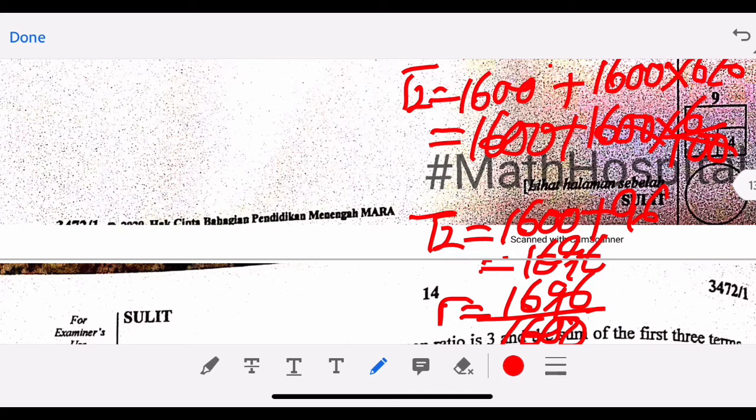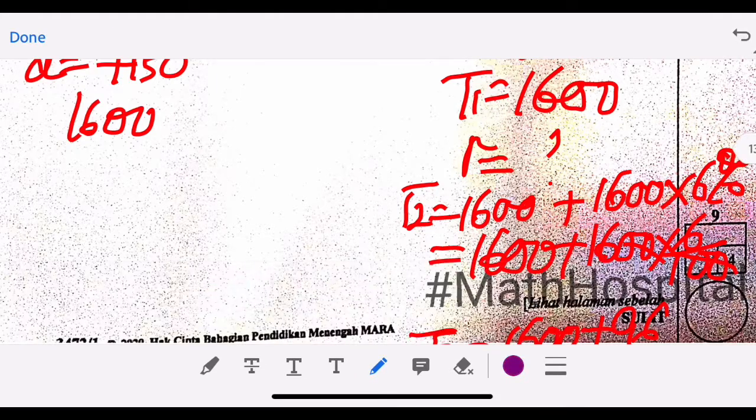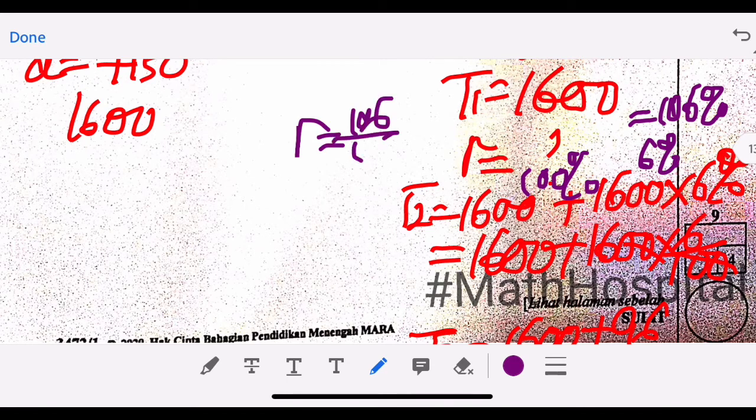But if you are very sure, some people actually know it is 1.06, because you know why? Because this is 100% plus an increase of 6%, so it will be 106%. So 106% over the original 100%, so R is 106 over 100, so it's 1.06. All right, so now we are going to calculate who will reach 2,500. Reach means it can be more than or equal to 2,500.